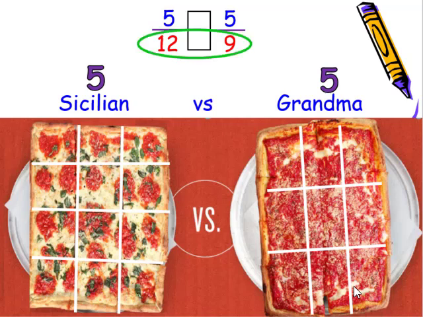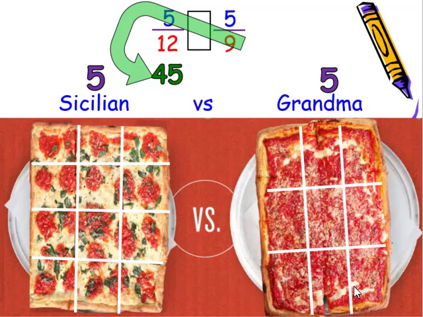How do we actually compare fractions? One easy method is to cross multiply. We would go 9 times 5, which is 45, 12 times 5, which is 60. Notice that 60 is larger than 45. We would say 5/12 is less than 5/9. Let's keep this in mind.